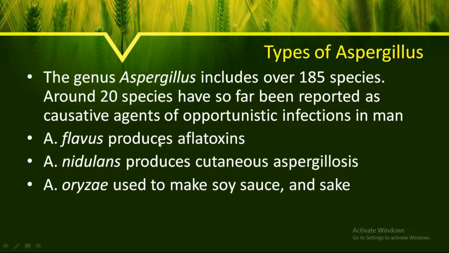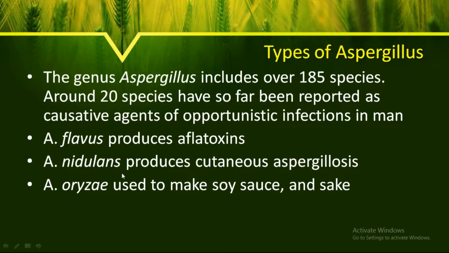Many species are there which produce aflatoxins. You might remember we have had a class on mycotoxins. So Aspergillus flavus produces aflatoxins. You might remember peanuts. Suppose you take some peanuts which are a little bit of greenish color or have an off taste. So they might be having aflatoxins in them.